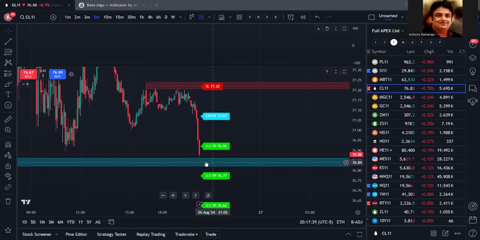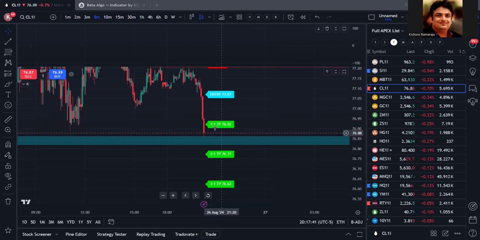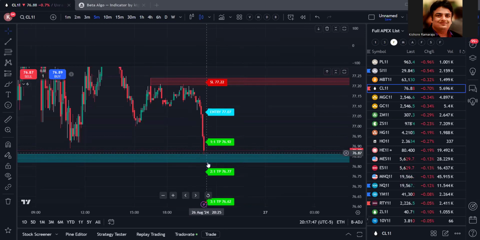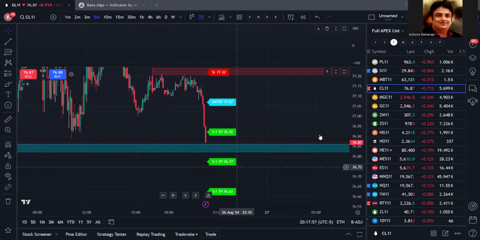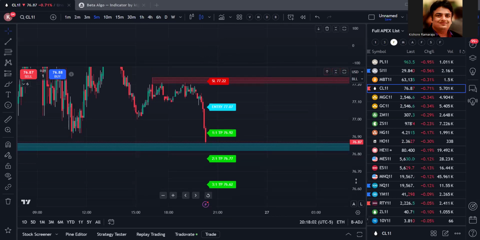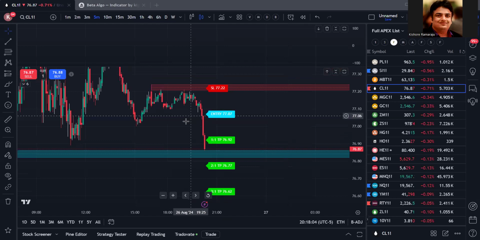Because there is a support here, only if it breaks this support, it may come to this point or this target. So we are happy with $150. Within 5 minutes, we made $150. So we took the profit. We don't need 500, 600 in one trade because the same trade you are copying into a lot of other accounts. So you are multiplying your profit. You can scale up as much as you want.